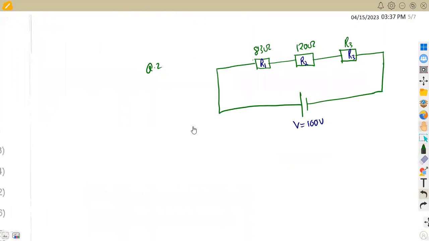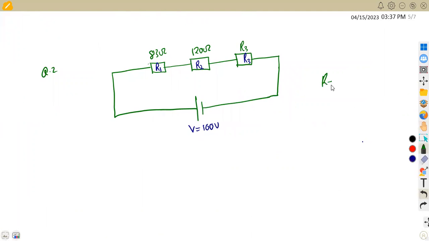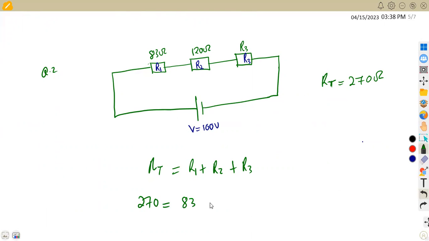So RT is 270 ohms. What about the value for R3? Remember, this is in series, and in a series circuit the total resistance is the sum of the resistors in series. So RT equals R1 plus R2 plus R3. Substituting what we are given, 270 ohms equals R1, 83, plus R2, 120, plus R3, the unknown resistor.